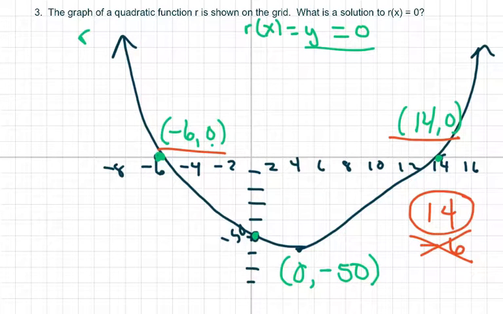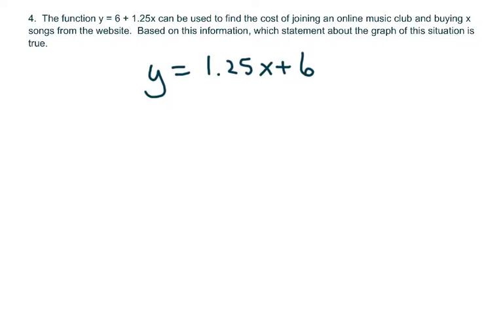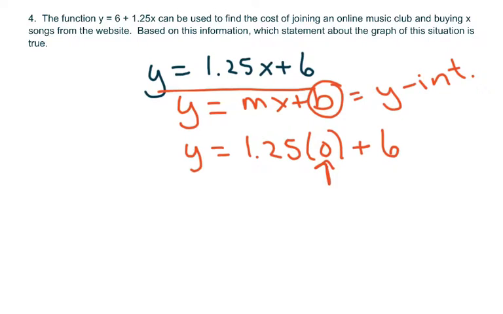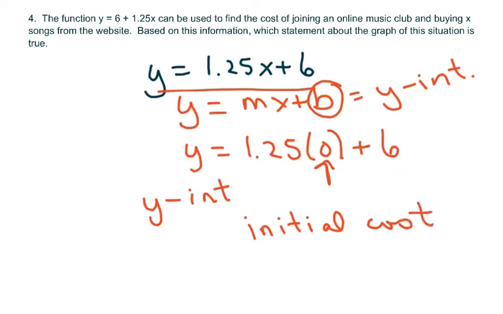All right. The next question is here. The function, I rewrote because I'm used to reading this as y equals mx plus b, where b is your y-intercept. When x is 0, that's where you're not spending any money. So the y-intercept is always your initial cost, or your starting point. Remember, it's your y-intercept.